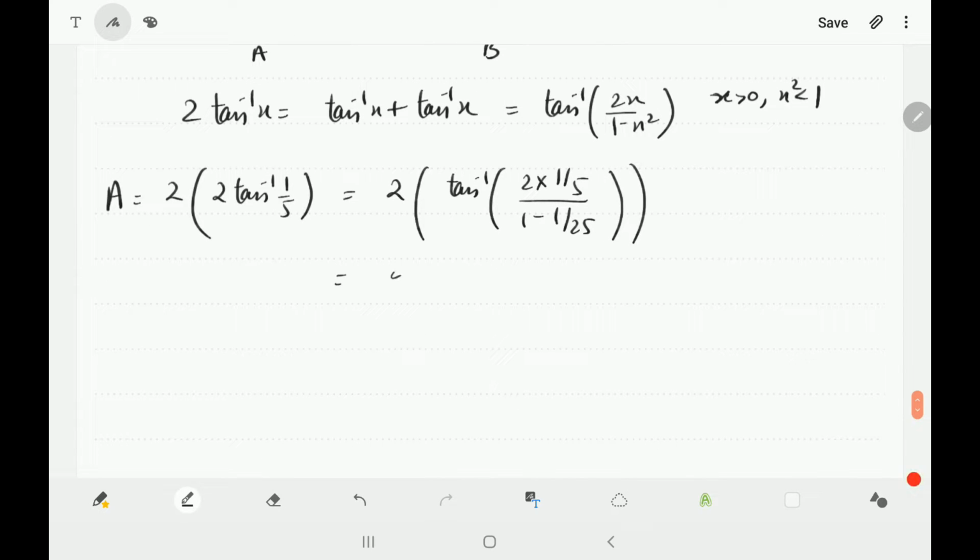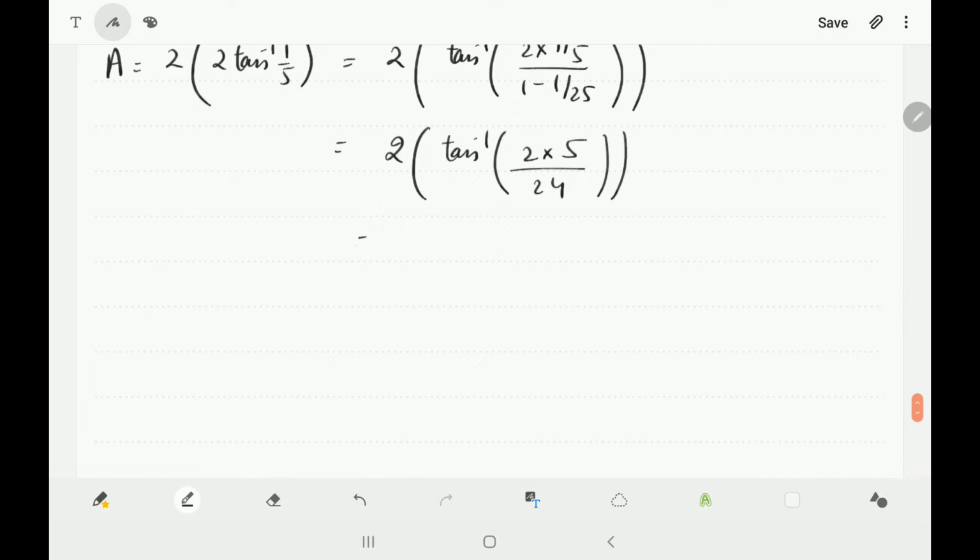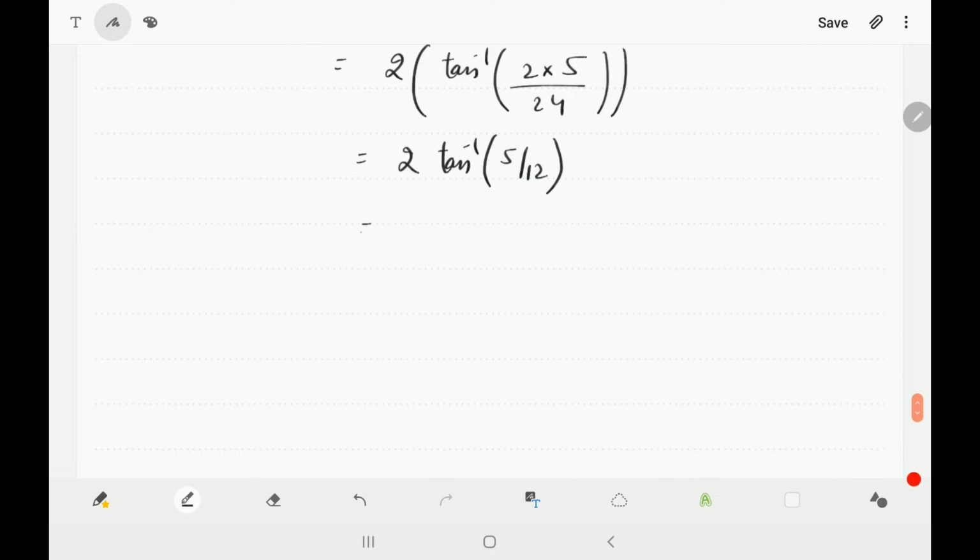So this term will be equal to 2 times tan inverse of, once you take LCM you will get 2 into 5 divided by 24. Okay. So we have this value as 2 tan inverse of 5 divided by 12. Is this clear? Now, once again, because 5 by 12 is less than 1 and positive, if you multiply 5 by 12 with 5 by 12 you will get 25 by 144, which is again less than 1. So we can again apply that formula, 2 into 5 by 12 upon 1 minus 25 divided by 144.